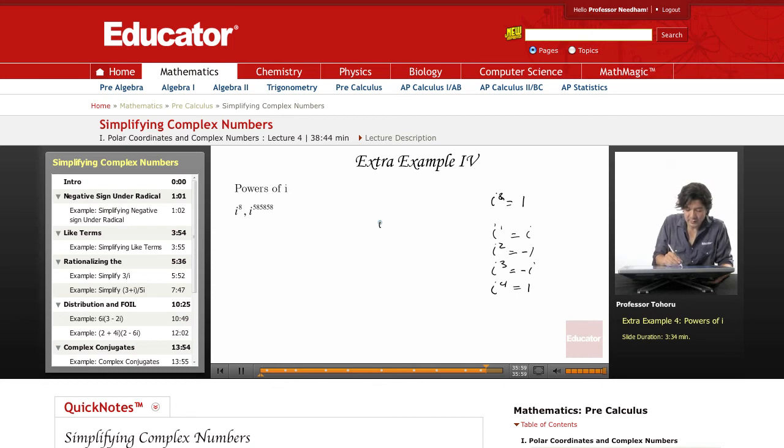So let's try that. 8 divided by 4 gives you 2 and a remainder of 0. If we have a remainder of 0, we just know that it's going to be a 1. 4 divided by 4 doesn't have any remainder, so we know that's going to be 1. So i to the 8 equals 1.